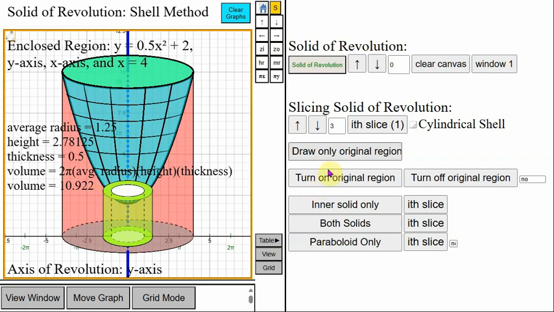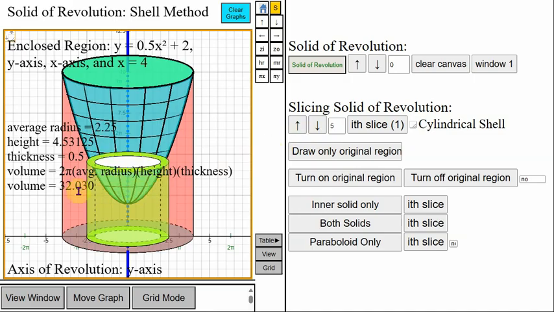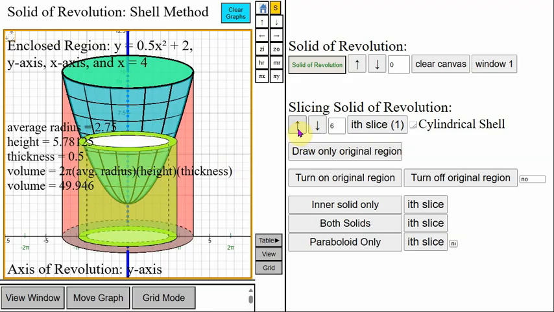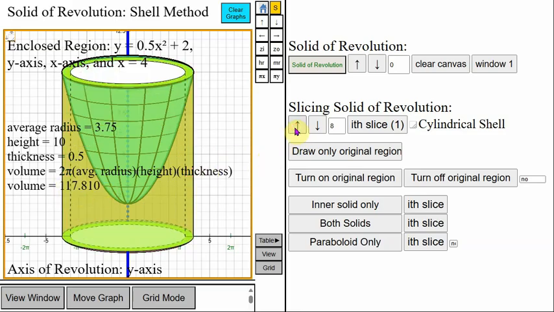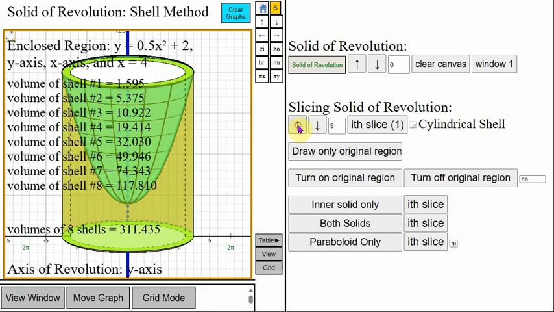Then here is shell number 4, and the volume is 19.414. Shell number 5, the volume is 32.03. Shell number 6, the volume is 49.946. Shell number 7, the volume is 74.343. And shell number 8, the volume is 117.81.